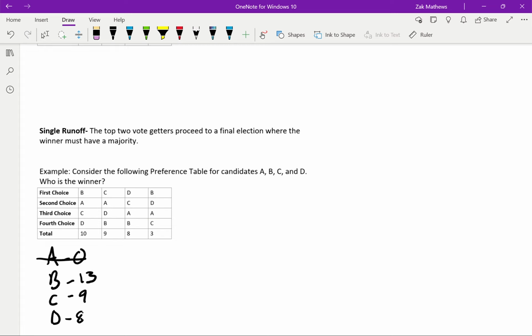If it helps, you can think of these as that many different ballots. If we think about all the different ballots that were submitted, there's 10 here, there's 9 here, there's 8 here, and there's 3 here. That's a total of 30 ballots cast. Total of 30 votes.